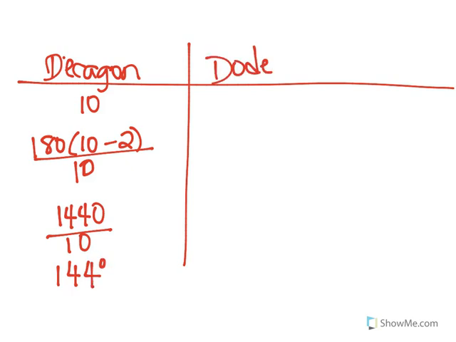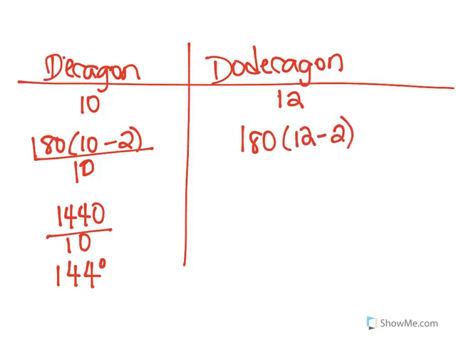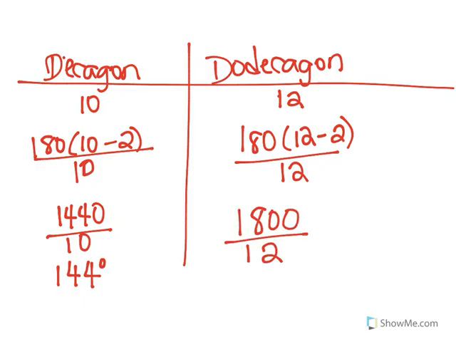And a dodecagon has 12 sides. If we type this into our calculator, we have 180 times 12 subtract 2 divided by 12. The sum of a dodecagon is 1800 and each individual angle is 150.